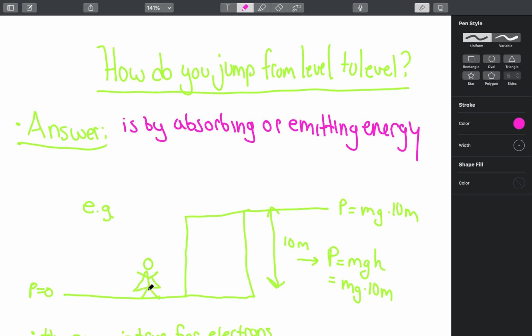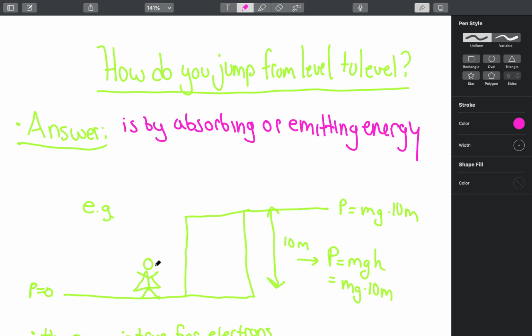But say he wants to jump from the ground all the way up to the top of this building. This building is 10 meters tall. Therefore, the top of this building has a greater amount of potential energy than the ground because it has a height of 10 meters. Therefore, its potential energy would be equal to mg times 10 meters. So once the superhero jumps from here all the way up to here, he'll have a much higher potential energy.